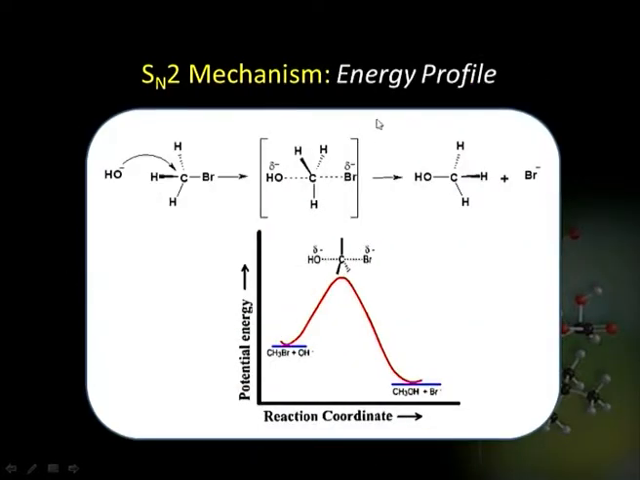Just look into the energy profile of an SN2 reaction. We will notice that in the reaction coordinate, the transition state has the highest energy state and the reactants are at the lower energy state as compared to the transition state, but the product happens to be at the lowest energy state. Therefore, the reaction is favored in the forward direction. So, you can see that this is the transition state.